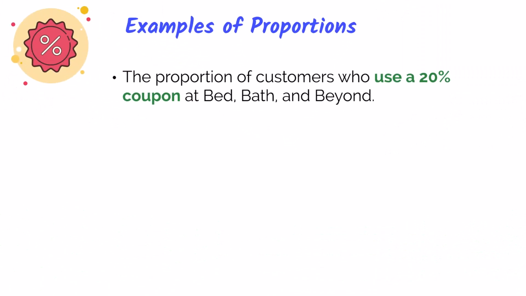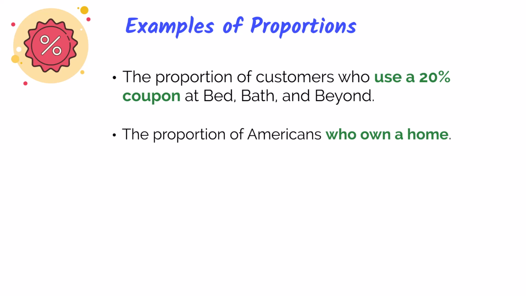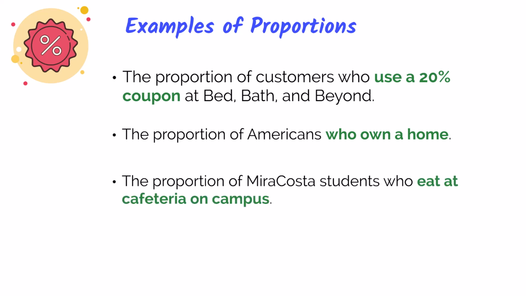So here are some examples of proportions. Say we wanted to know the proportion of customers who use a 20% coupon at Bed Bath & Beyond. In this example, the attribute of interest is whether the customer used a 20% coupon. In the second example, this is the proportion of Americans who own a home. So again, our attribute of interest is home ownership. Now in the third example, we have the proportion of MiraCosta students who eat at the cafeteria on campus. So the attribute of interest here is eating at the campus cafeteria. And then finally, the fourth example is the proportion of defective phones.